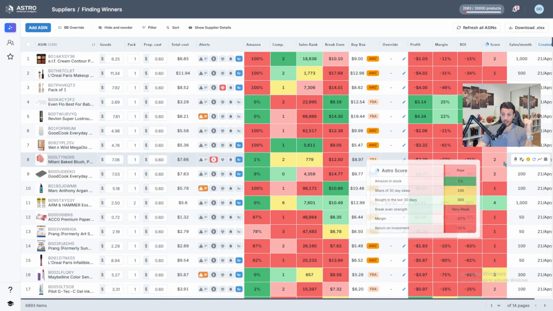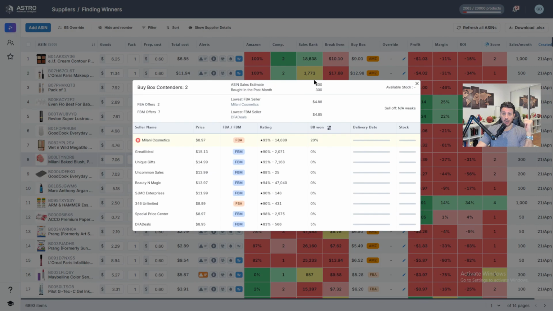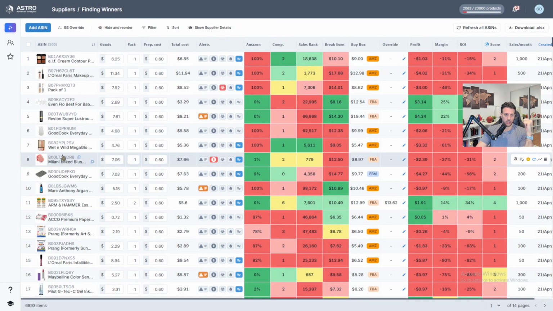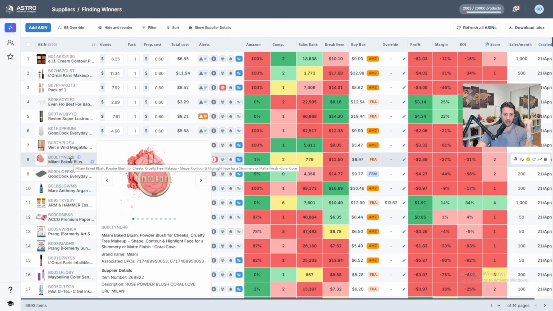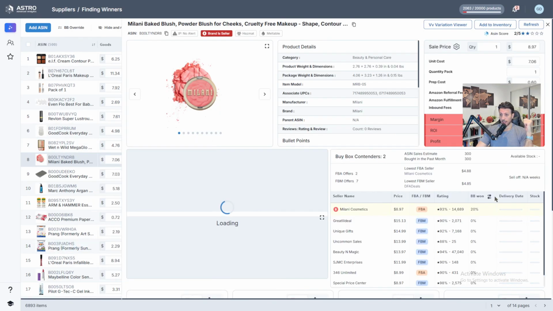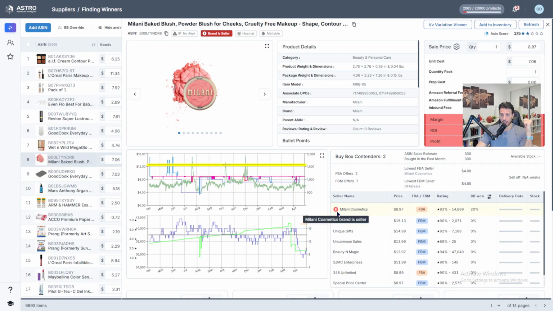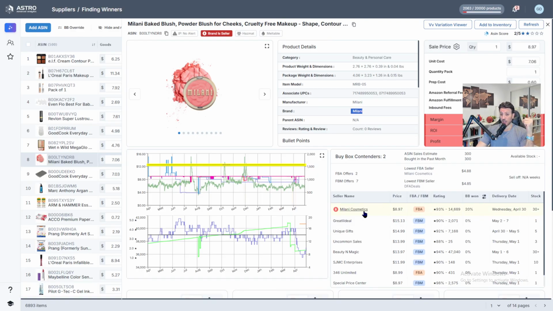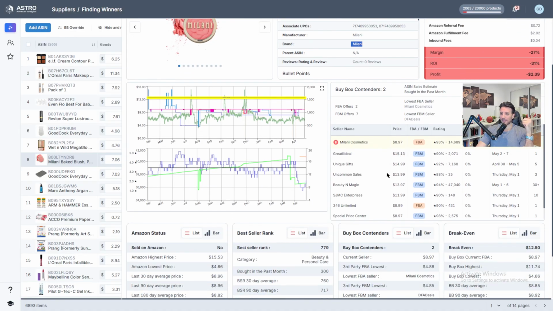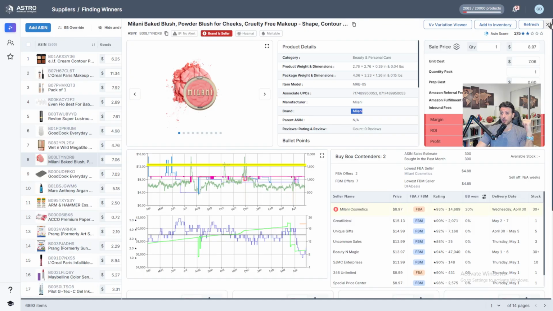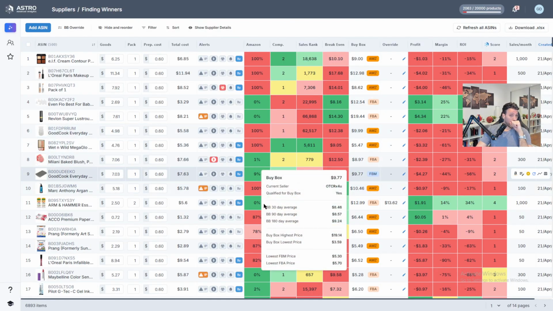Brand is a seller. If we were to open up the charts, we can open up the chart from here, or we can just go to the quick view. It's essentially the same thing. And we can see that Milani is actually selling it, and Milani is the product's brand. So the brand is selling this product. It might not be a good idea to sell this product alongside Milani, but having said that, we see all these other sellers also selling it.